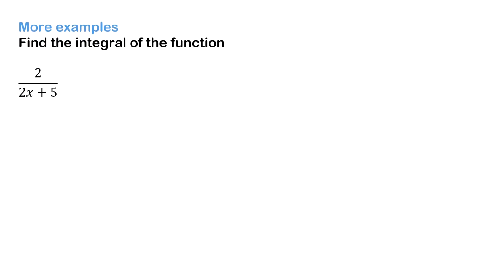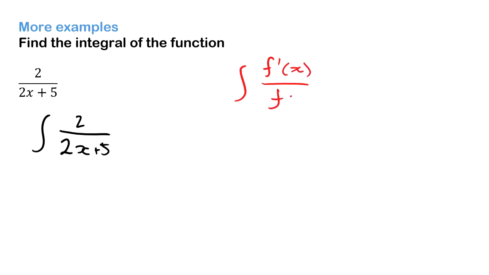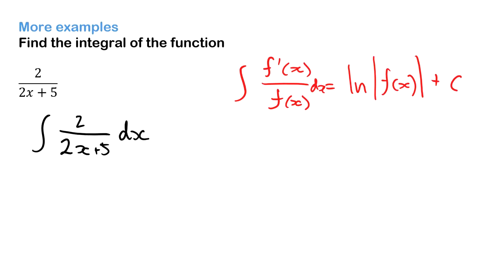Alright, in this one we're going to find the integral of the function, so that means we're going to find our integral of 2x plus 5. Now I've got a function on the bottom, so that means I'm going to be using the integral of my derivative over the function equals ln|x| plus c. Alright, we'll put the dx in there and a dx there.